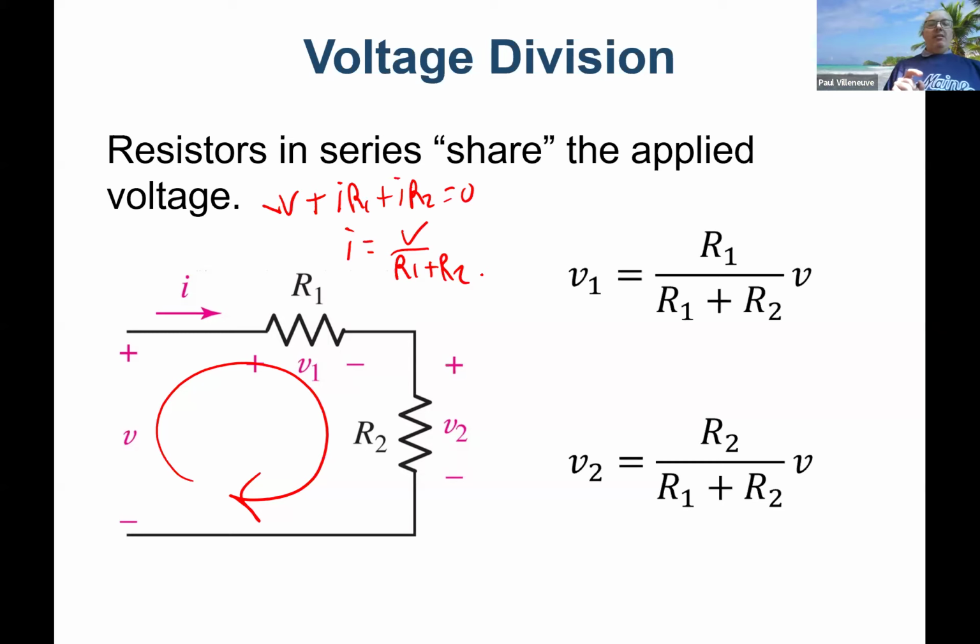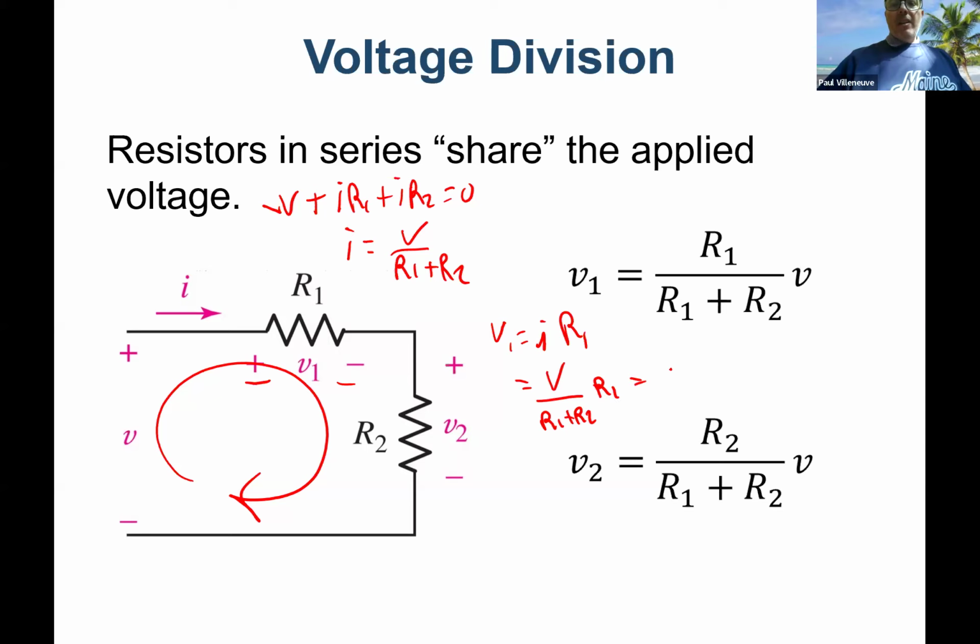Now the current through R1 is going to cause a voltage drop in that direction. So V1 is going to be equal to the current I times R1, which is equal to V divided by R1 plus R2 times R1, which is equal to R1 over R1 plus R2 times my voltage. So voltage divider is just a derivation, using loop equations or KVL to go ahead and solve for that.